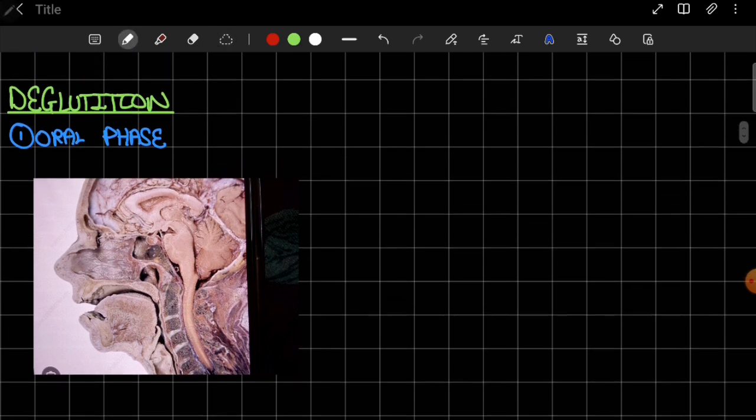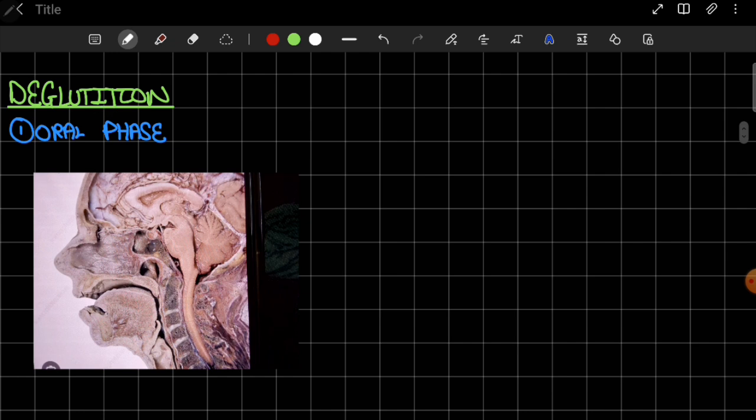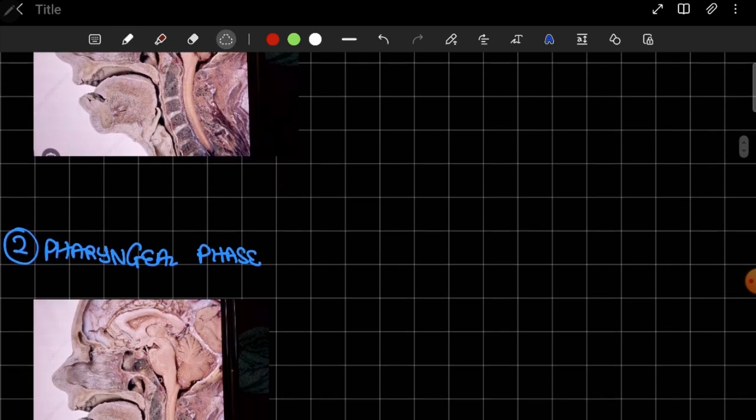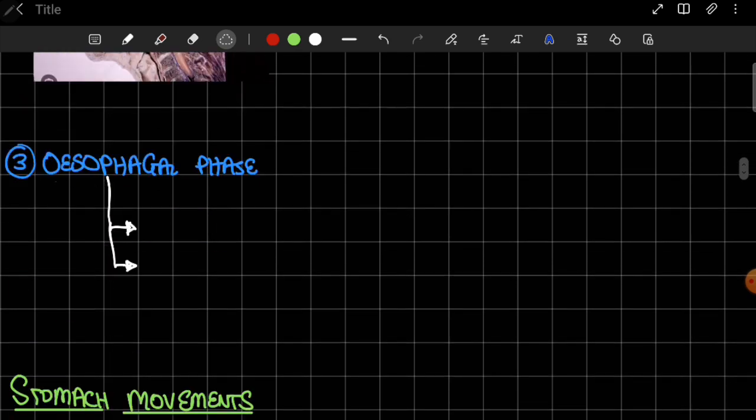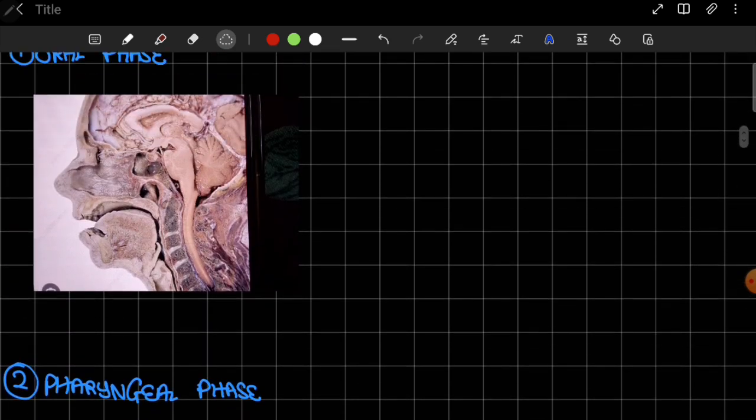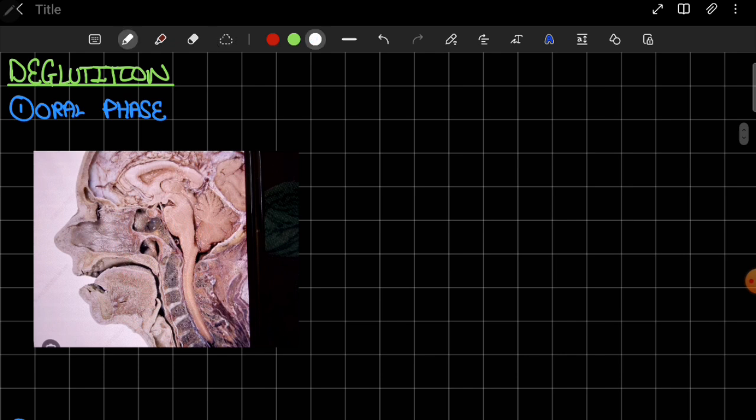Now, deglutition has three phases: the oral phase, the pharyngeal phase, and the esophageal phase. So, what happens in the oral phase? Now, the bolus is of appropriate size to be swallowed. So, what happens in this procedure? In this procedure, at first, the anterior fibers of what? Anterior fibers of the tongue contract.